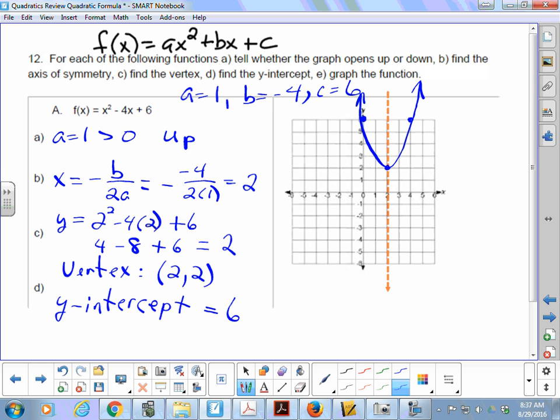So I'll give you a couple minutes to do letter B, and letter C if you get to them, and then we'll do the quadratic formula.